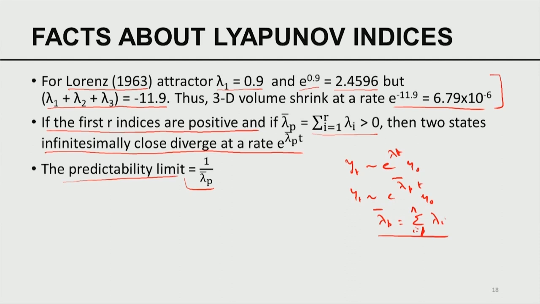Therefore, if a system exhibits a larger number of positive Lyapunov indices, in such a system the predictability limit is much smaller. If a system does not have any positive Lyapunov index, then I can make predictions for long periods of time. So that's the ultimate essence of the theory of Lyapunov index.